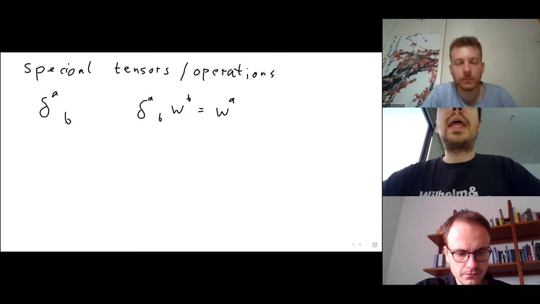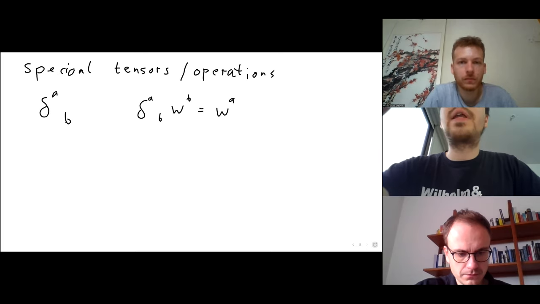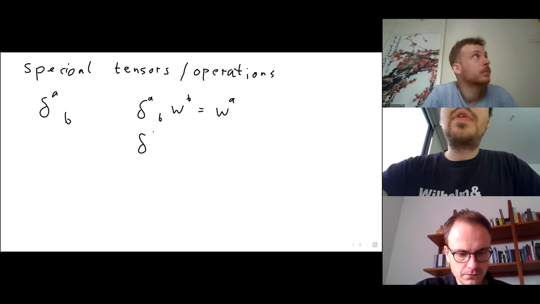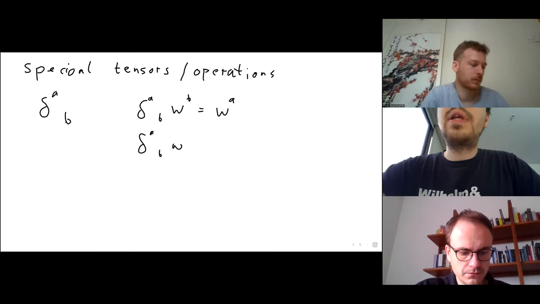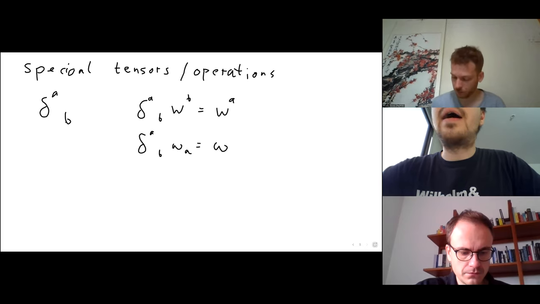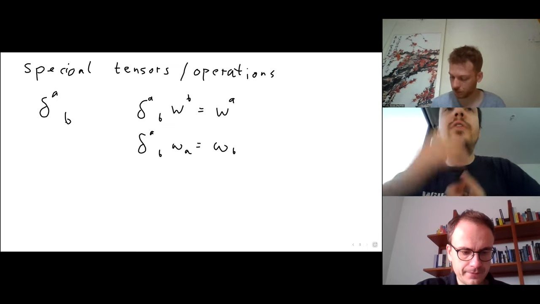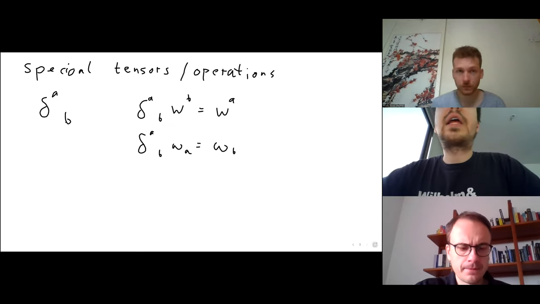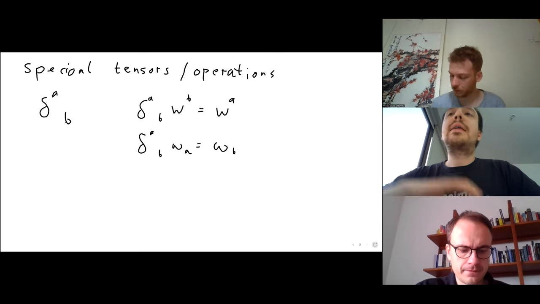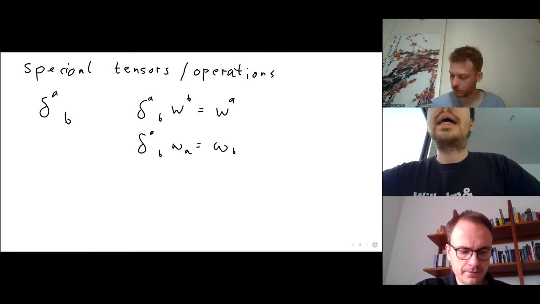So essentially the Kronecker delta does not change a vector index, but we can also apply that to a dual vector. So here, for example, let's do W_A. Then this is nothing else than W_B, or omega_B. Yeah. And of course, mathematically, what this Kronecker delta is, it represents the identity map, no?